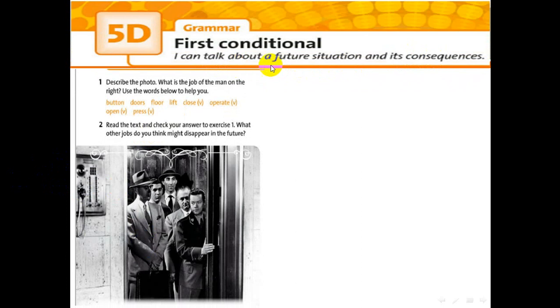أستطيع أن أتحدث عن المستقبل مستقبل حالمة وعواقبها consequences العواقب. First conditional هي الجملة الشرطية في اللغة الإنجليزية.